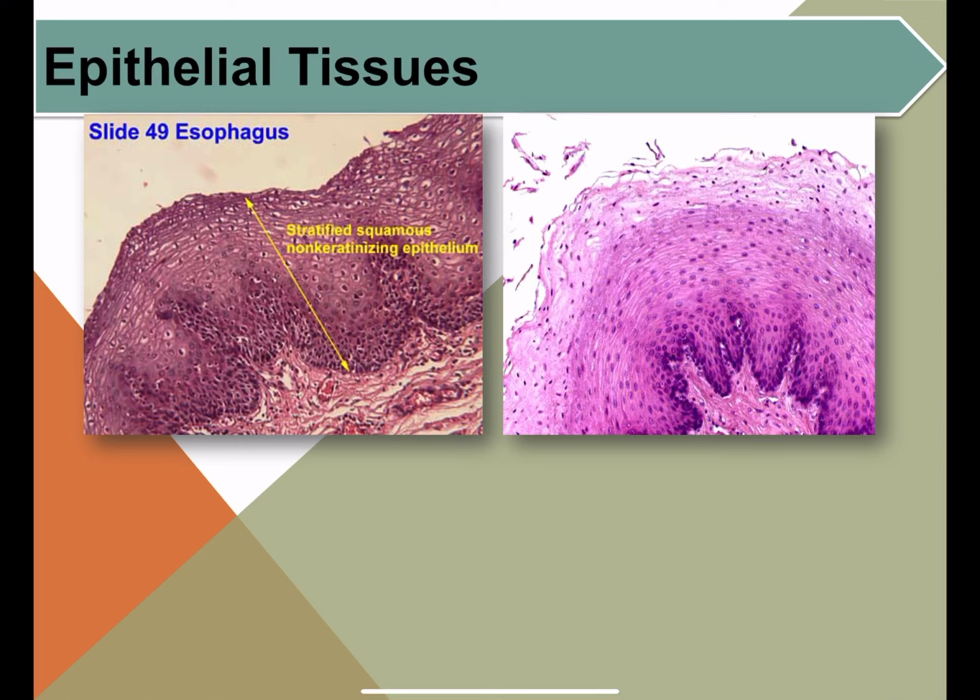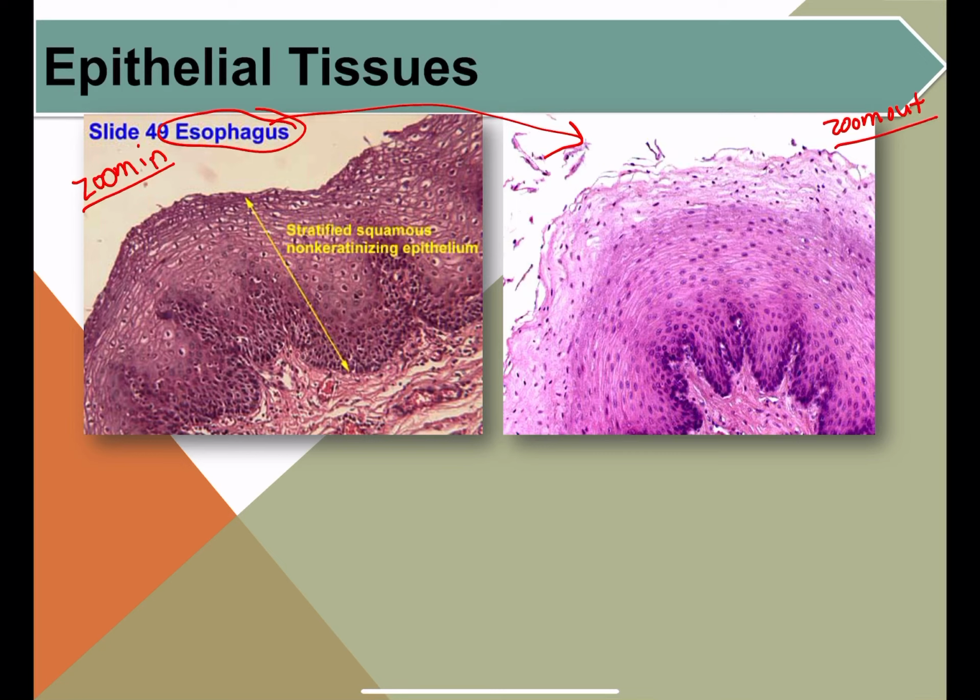These are the more specific pictures where you can see the stratified squamous epithelium. For example, these two pictures are both of the esophagus. This is the esophagus as well. It's just that this is more of a zoomed out view, and this is more of a zoomed in view.